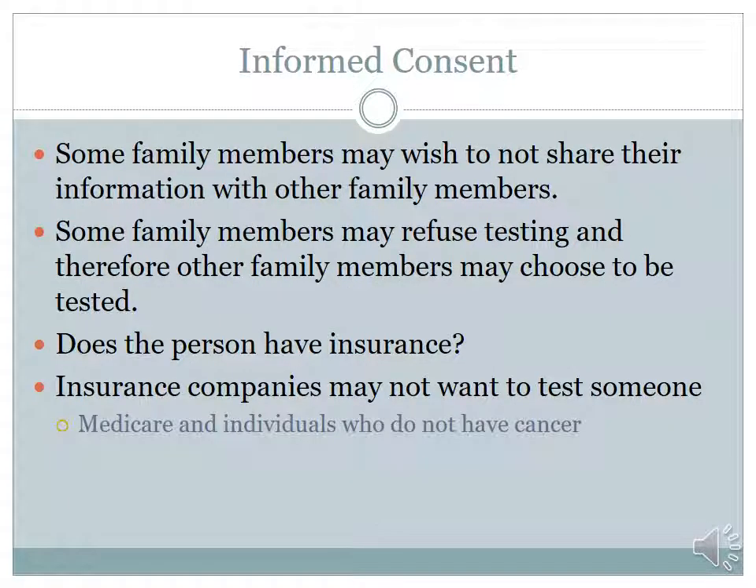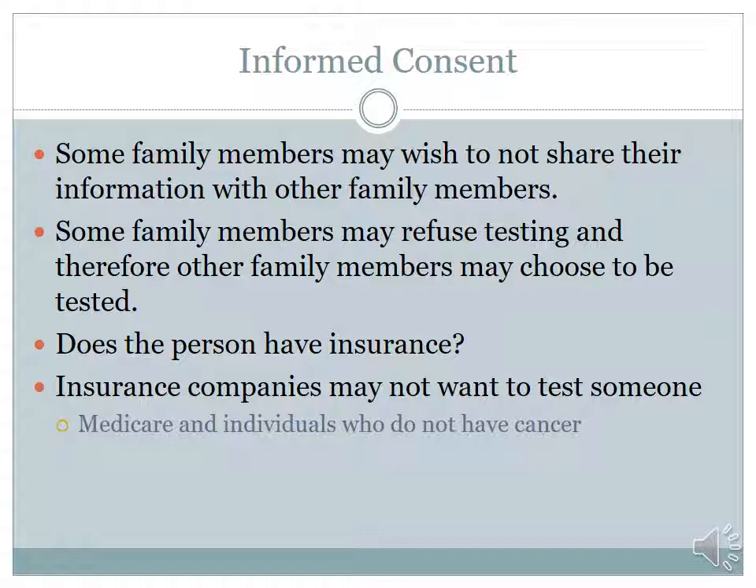Some issues that can come up when you're doing genetic testing are some family members may wish to not share their information with other family members. They may find out that they have Lynch syndrome, but they don't want to tell their brother or sister, or they may be estranged from various family members. Some family members may refuse testing, and therefore other family members may choose to be tested, but then you might run into problems with insurance. And does the person who wants to be tested have insurance?